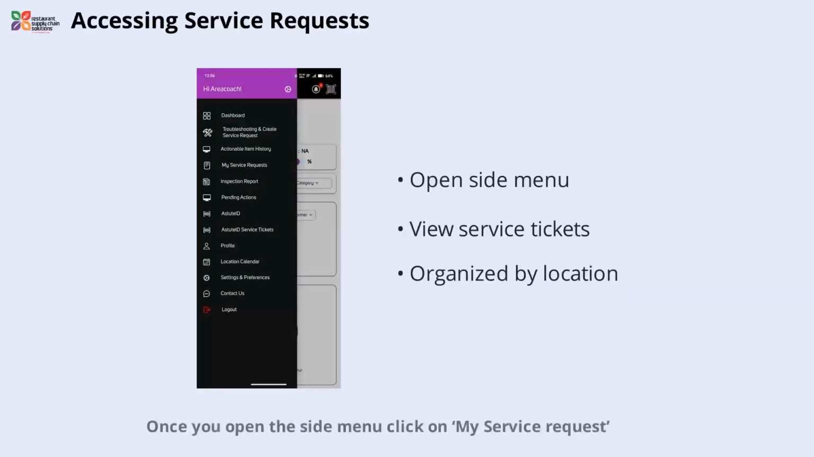Once you open the side menu, click on My Service Request. This section displays all your service tickets organized by location. It's your main area for managing ongoing requests and tracking their status. Now let's explore how to filter these tickets to find those needing quote approval.